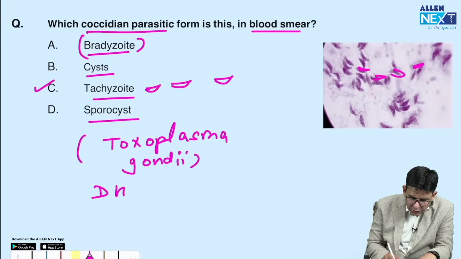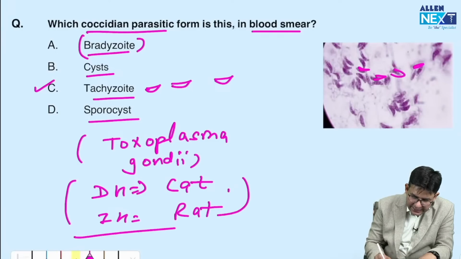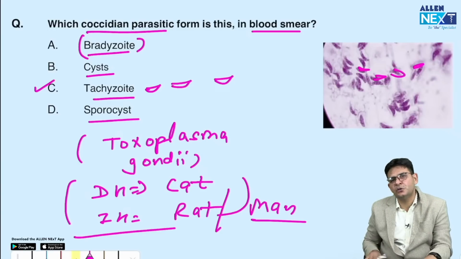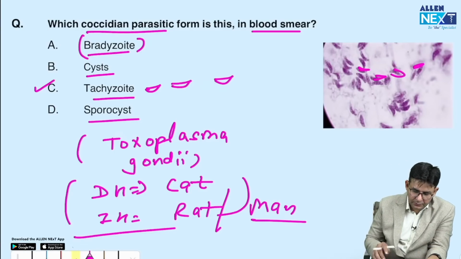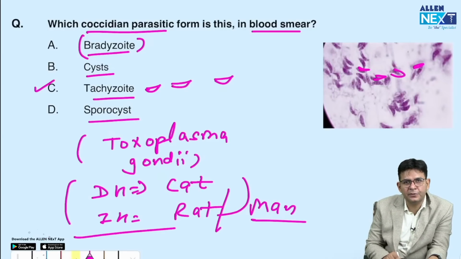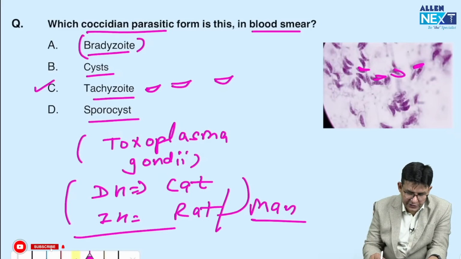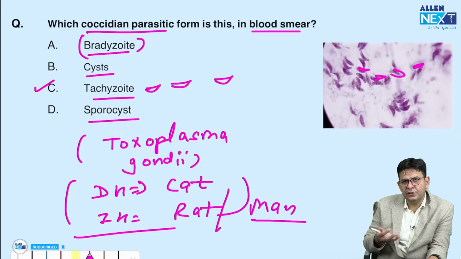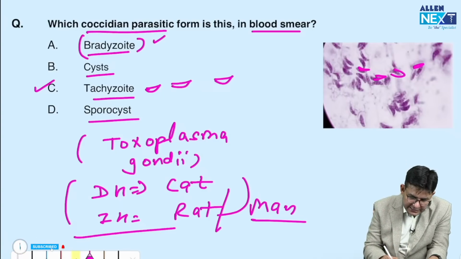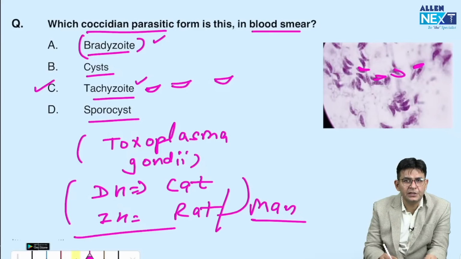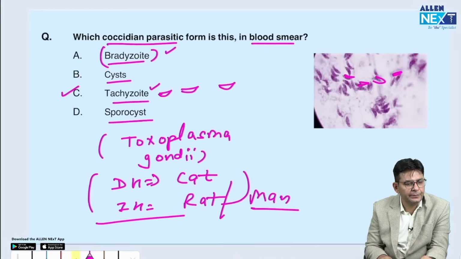What is the definitive host here? The definitive host is cat, the intermediate host is rat, and the accidental host is man. This also needs to be known. If somebody talks about them, immediately you should think of toxoplasmosis. Bradyzoite is a resting form, the cyst form, and tachyzoites are found in the blood. They are rapidly dividing forms, and they look like this, sickle shaped. And you have sporulated oocysts in the soil which are infective. An oocyst as such is not infective. So the infective forms are bradyzoites, tachyzoites, and the oocyst, but which oocyst? The sporulated one is infective.